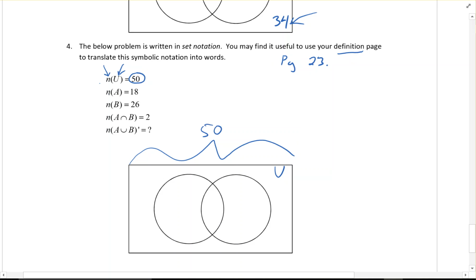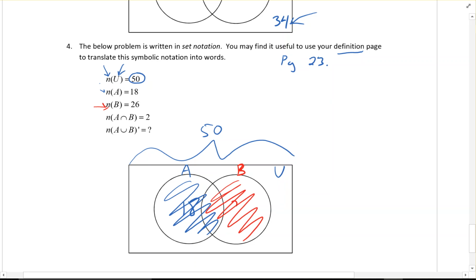Now the next part is saying the number of elements in A. So we're obviously talking about circle A and circle B. The number of elements in circle A is going to be 18, the whole thing. Now the number of elements in B is 26, so this whole thing would be 26.